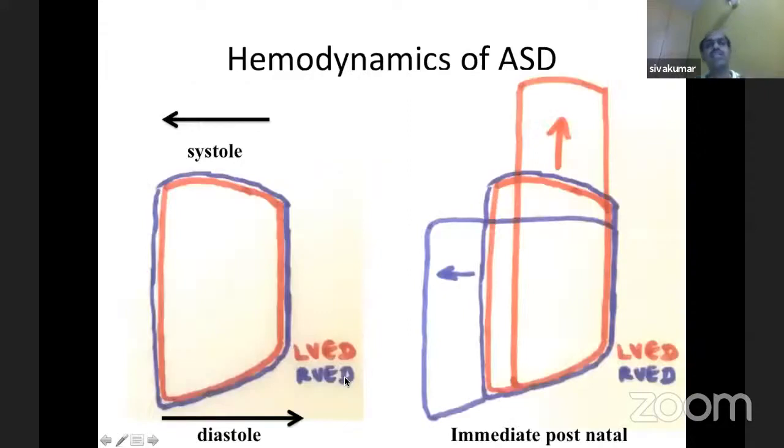In order to understand this early presentation, let us see the pressure volume loop of left and right ventricle in the fetus. In the fetus, both the left and right ventricle are operating at the same pressure. The volumes are relatively the same because each ventricle is symmetric. So this is the systolic phase and this is the diastolic phase. Now, what happens immediately after birth?